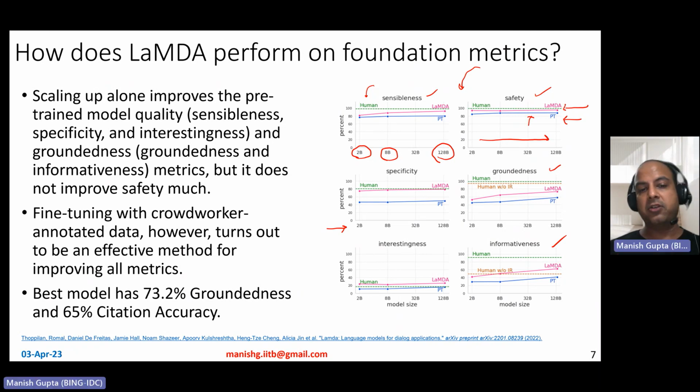Fine-tuning with crowd worker annotated data, however, turns out to be an effective method to improve all of the metrics. The best LaMDA model has 73.2% groundedness, as you see here, and 65% citation accuracy, which is really nice.